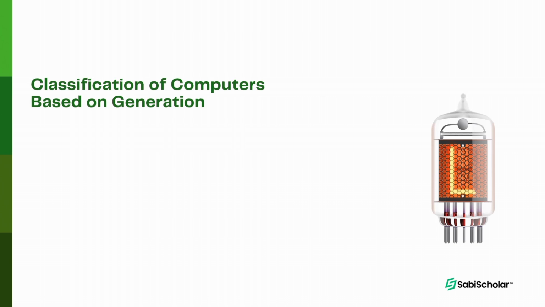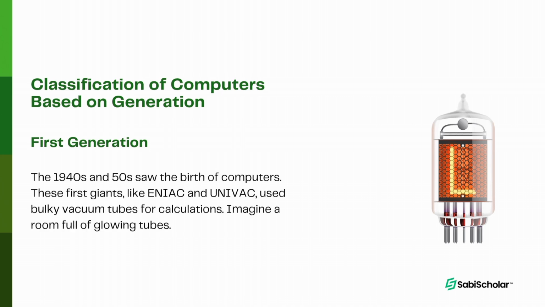So first generation of computers. The first generation of computers is from the 1940s and 50s. In the 1940s and 50s, we saw the birth of computers. These first giants like ENIAC, which we've talked about in a previous slide, and UNIVAC used bulky vacuum tubes for calculations. Remember, it's not just about their generation, it's about the technology they used, what made them useful, and what set them apart from each other. It wasn't just about the generation, it was about the size and the technology that was used.